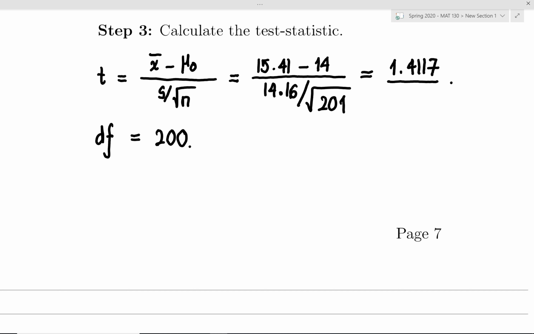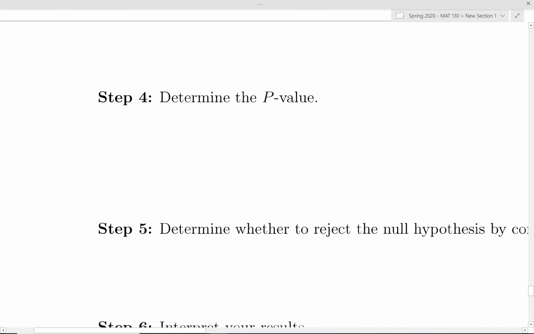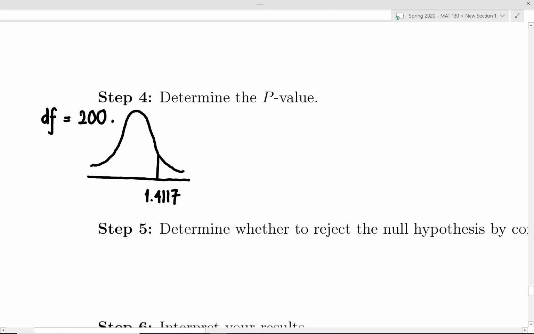All right, so now we are trying to determine the p-value here. Remember, the question we are interested in asking is the following. We are looking at a right-tailed hypothesis test, which means in this particular case we're trying to find the area to the right of our test statistic, which is 1.4117, for degrees of freedom equal to 200. Remember, the t-table that we're going to use is sparse in that it's not going to have all the relevant information.